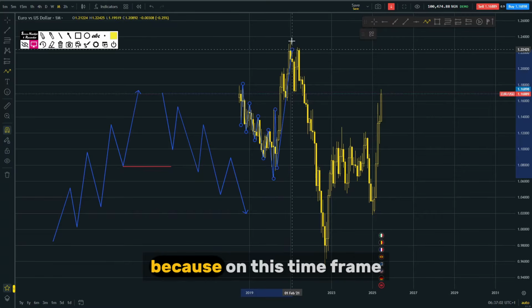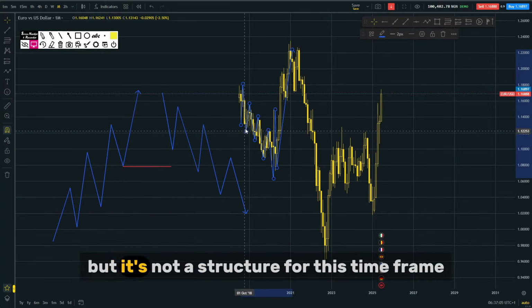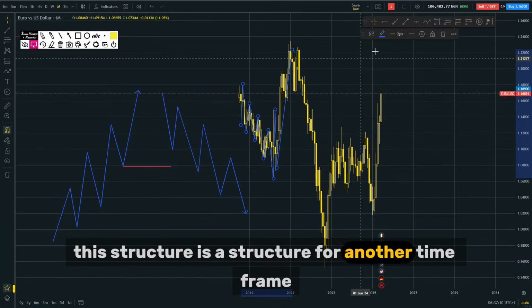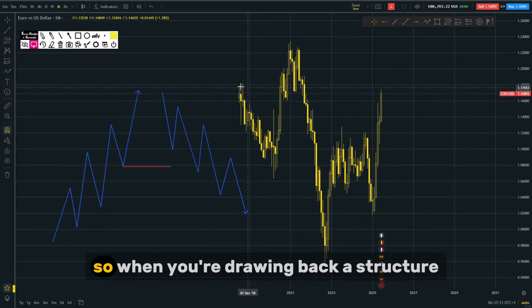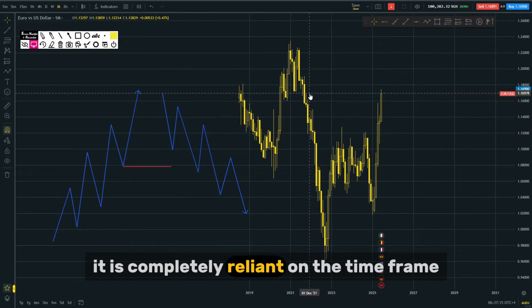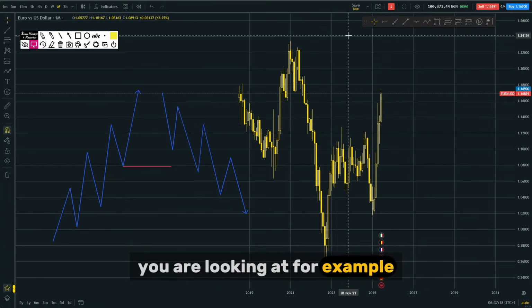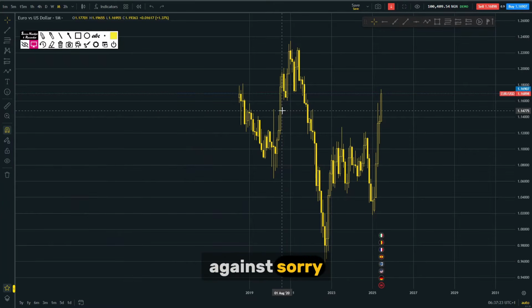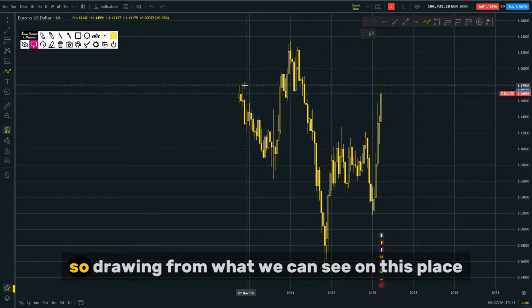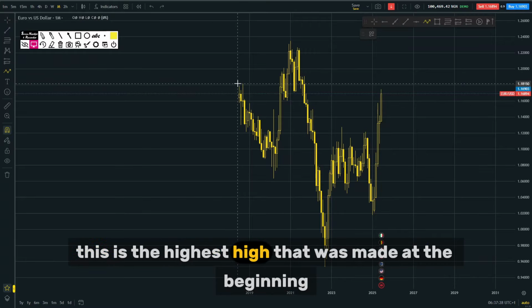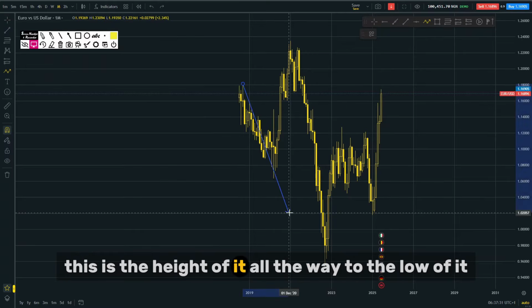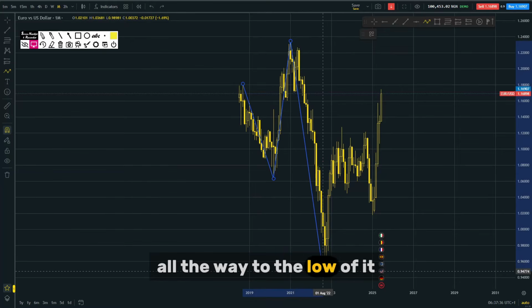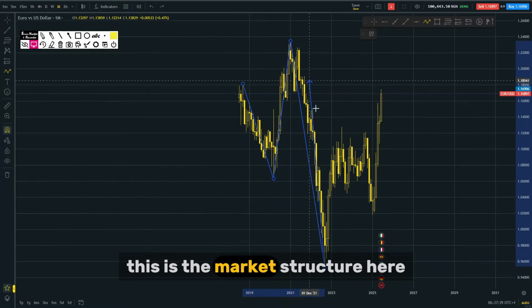It's not as if this person is not correct, but this person is, should I say, still not correct. Why? Because on this time frame, this is a structure obviously, but it's not the structure for this time frame. This structure is a structure for another time frame, which is a lower time frame. So when you're drawing market structure, it is completely reliant on the time frame you are looking at. For example, this is the monthly time frame on the euro against the US dollar. So drawing from what we can see on this place, this is the highest high that was made at the beginning, all the way to the low of it, all the way to the high of it, all the way to the low of it. This is the market structure here.